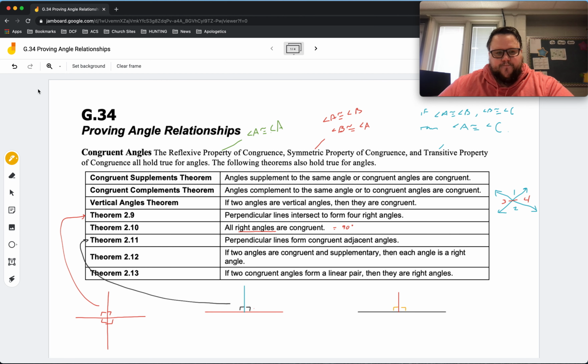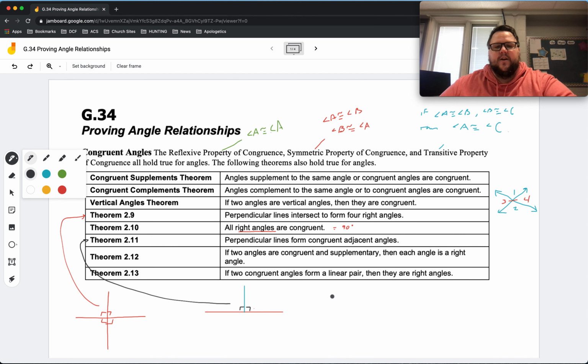I'm sorry, that's not entirely how they're explaining it. So they're explaining it like this. If I have an angle here, and I have another angle here, and they're two congruent angles, so we'll say that this is angle B, and we'll say that angle A.